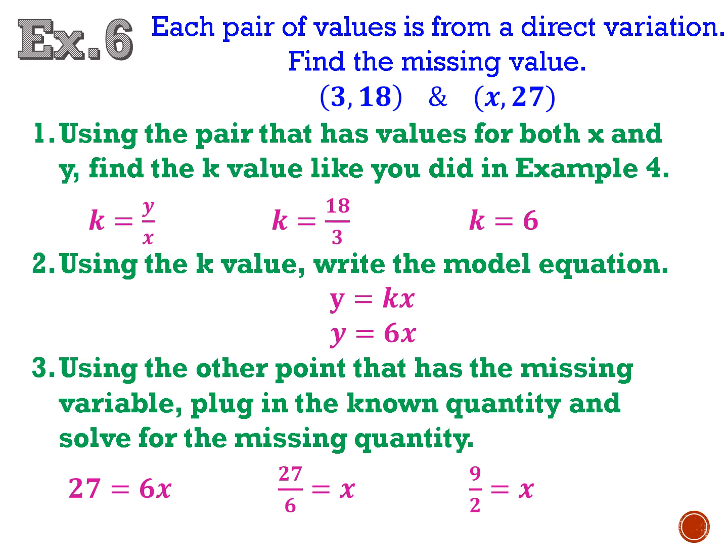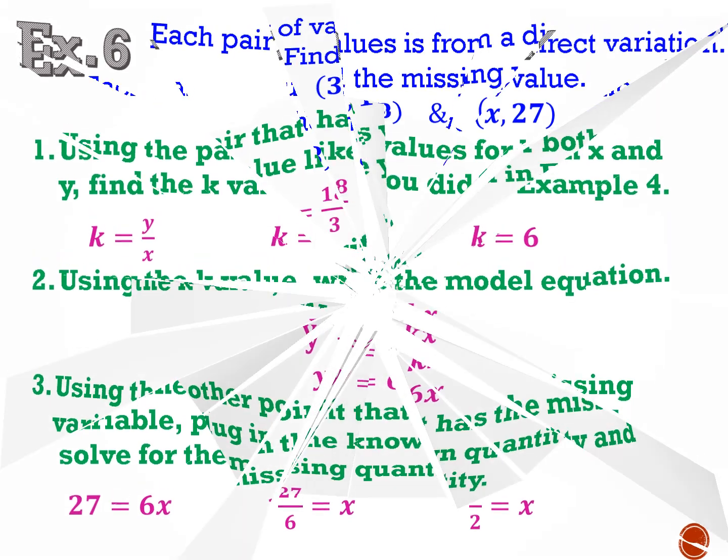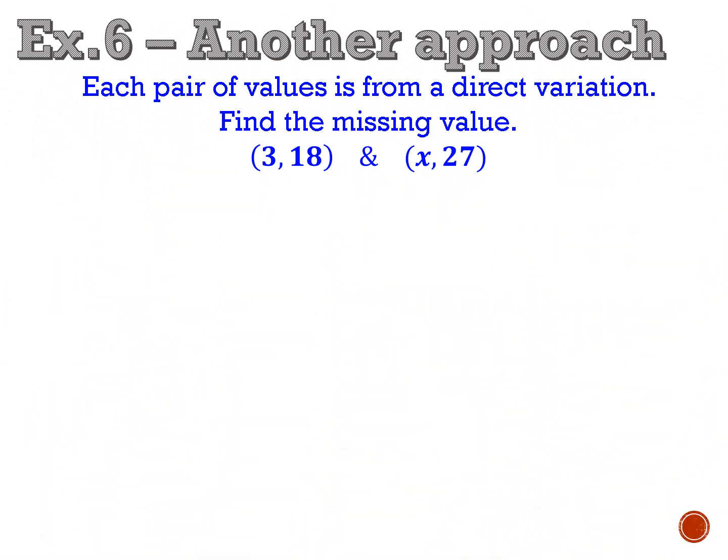So if they give you 2 points and one of those points has an unknown, find your k, write the model equation, and then use the known quantity from the second point, plug it in, and solve for the missing variable. Now, there's also another approach. You can do the approach we did before, but I'm going to show you another way.